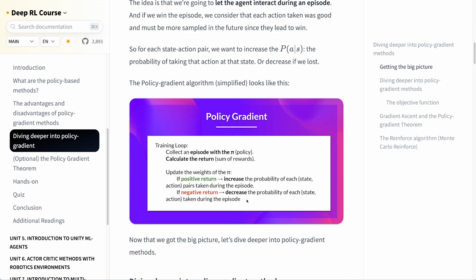The policy gradient algorithm simplified looks like this. We have a training loop, and in that loop we collect an episode with pi, calculate the return, sum of rewards, and then we update the weights of pi. If positive return, increase the probability of each state action pair taken during the episode. If negative, do the opposite, decrease the probability. Now that we got the big picture, let's dive deeper into policy gradient methods.